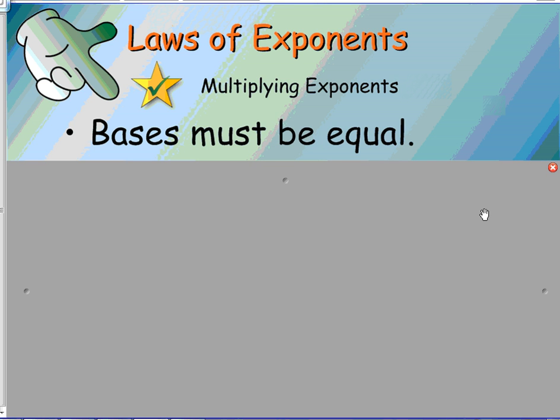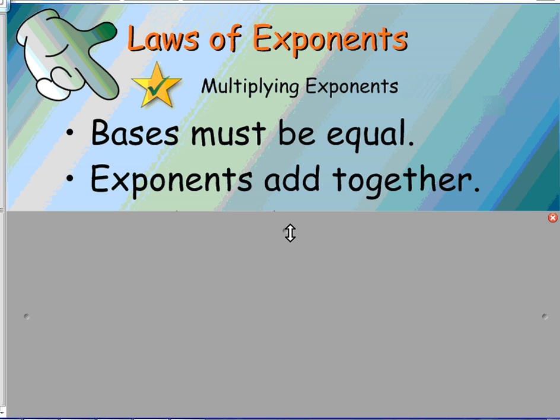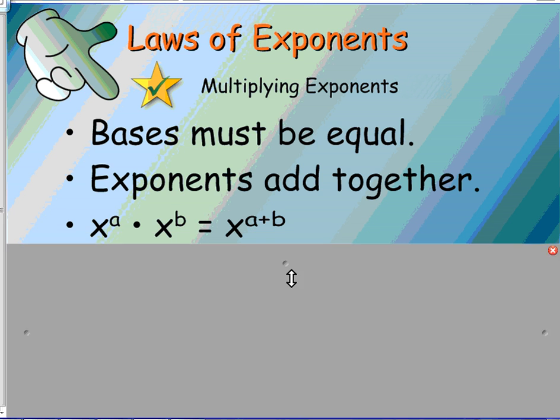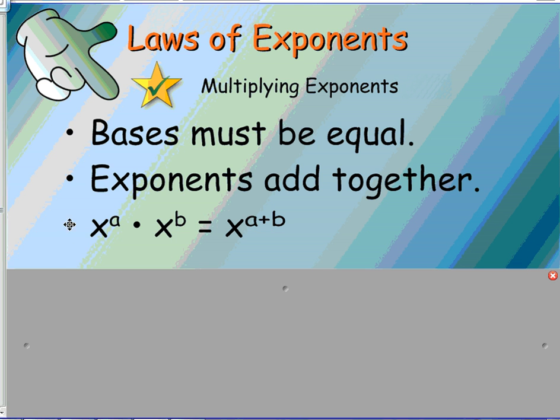Well, there's a couple things that need to happen before you can multiply the exponents. The bases have to be equal. The exponents then are added together. For example, in this case we have a base of x and a base of x, so we can combine them. And we have a and b as our exponents, so it becomes just x to the power of a plus b.